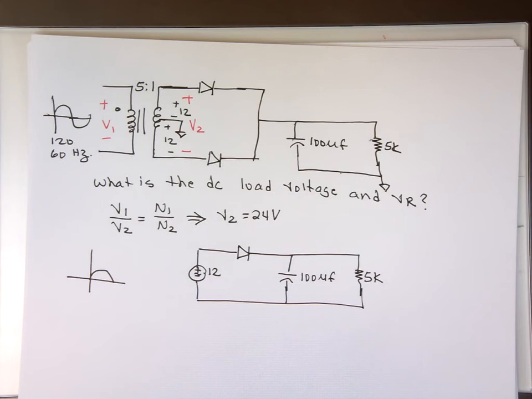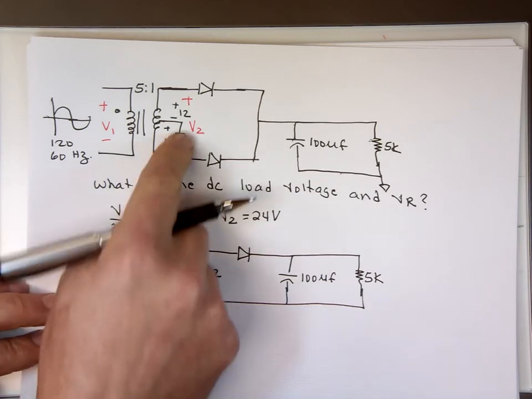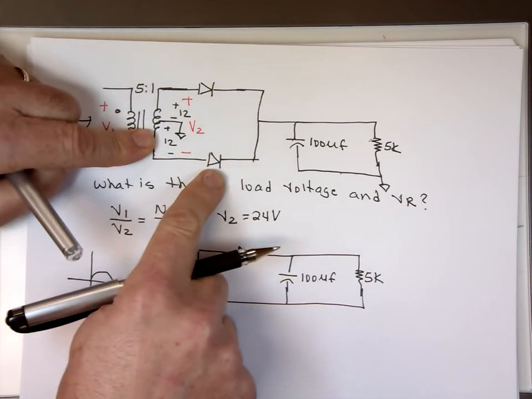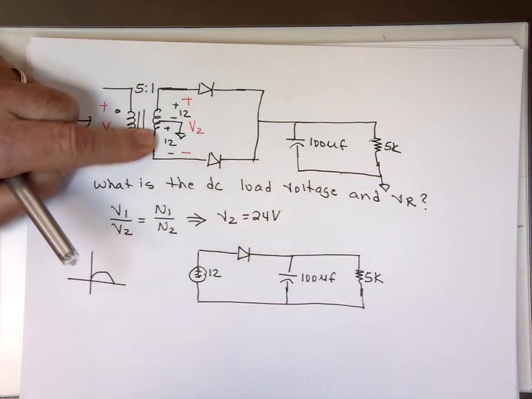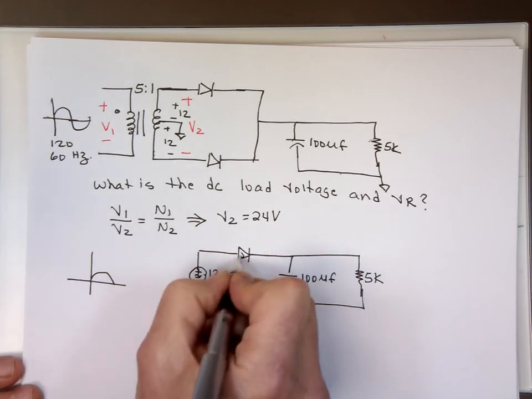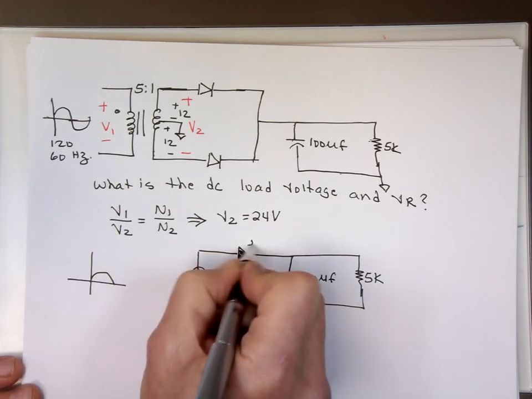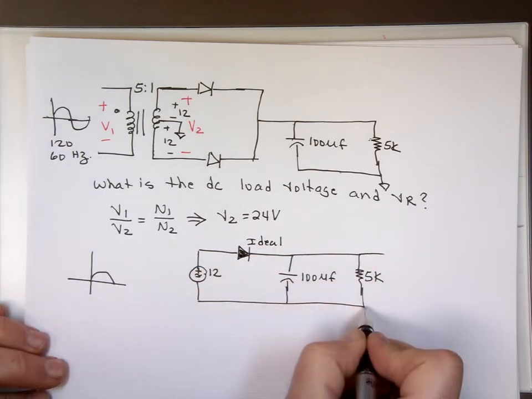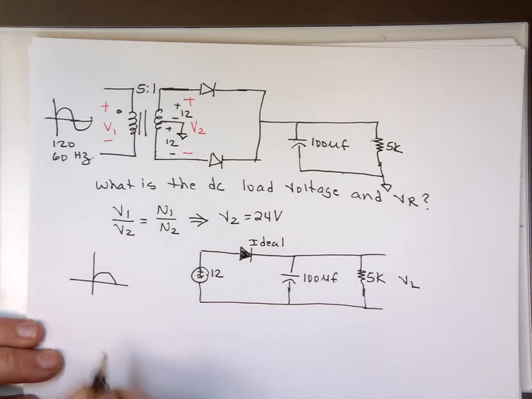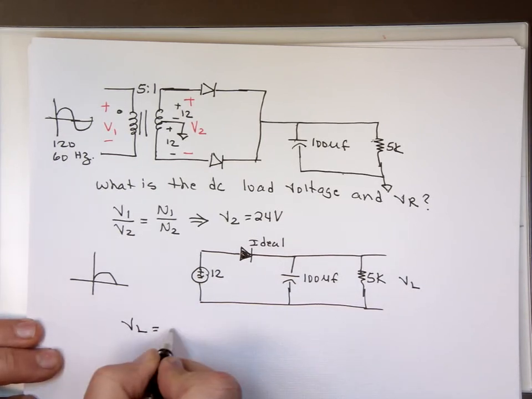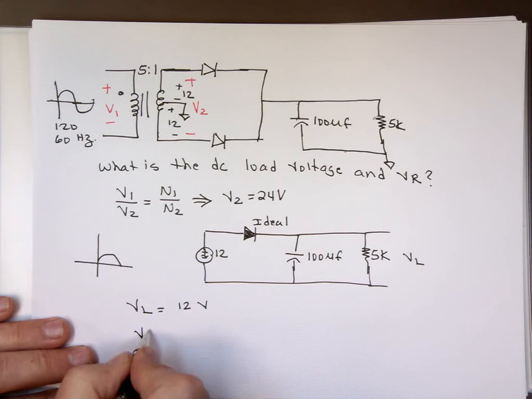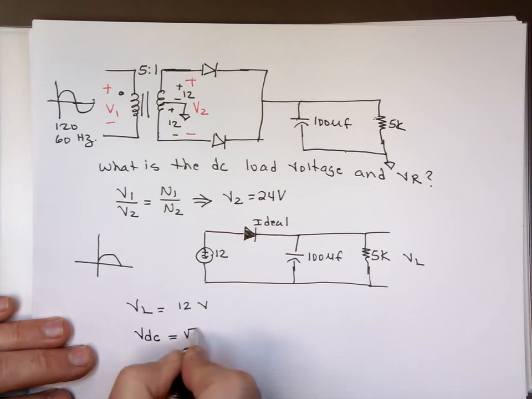And during the negative cycle, this is going to be negative 12, because the whole thing will be negative, and this one will be on and attached to these two. If this is ideal, that means there's no voltage drop there. That tells me the voltage across this, VL, is equal to 12 volts. Again, that's not a DC value. The DC value is going to be the square root of 2 times 12.